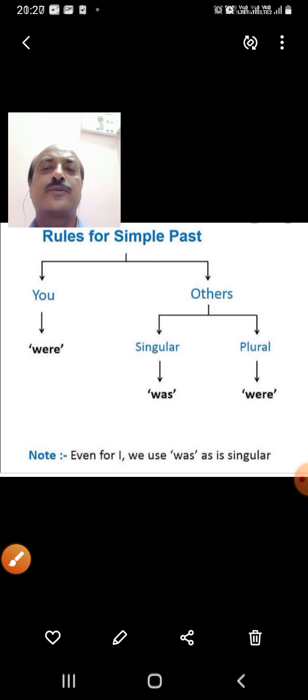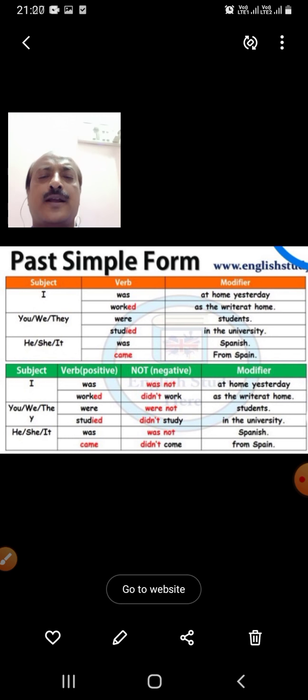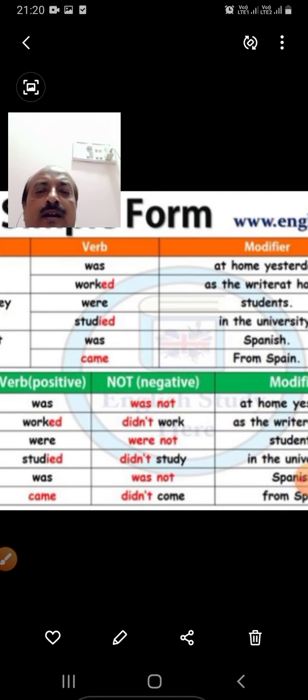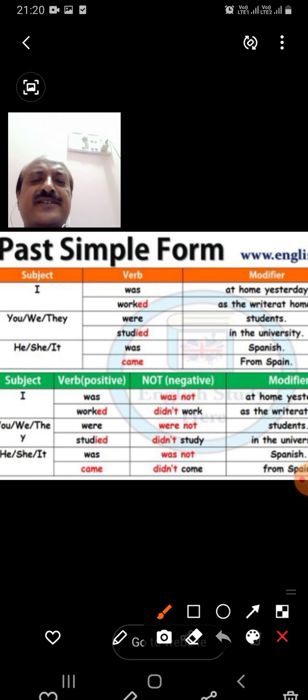So remember this rule: we use was for singular, were we use for plural form. Now, past simple form, some more examples. I was at home yesterday. You, we, they. Now here you can see work, but in past tense we add ed to the verb. I worked at the waitress restaurant.